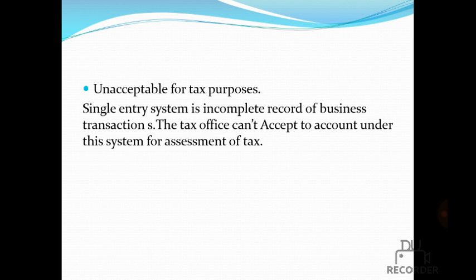But in the double entry system, we end up with the financial position. We have records and books to show the tax officer. It is suitable for the tax assessment officer to assess tax on our profit and our end-of-the-period income.